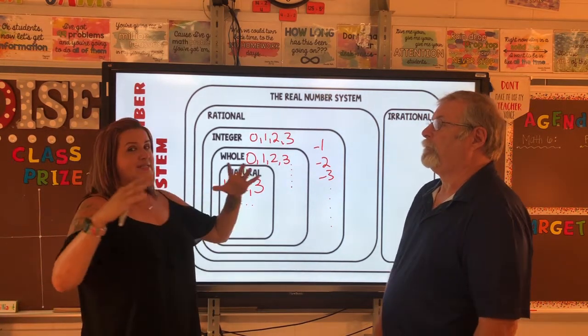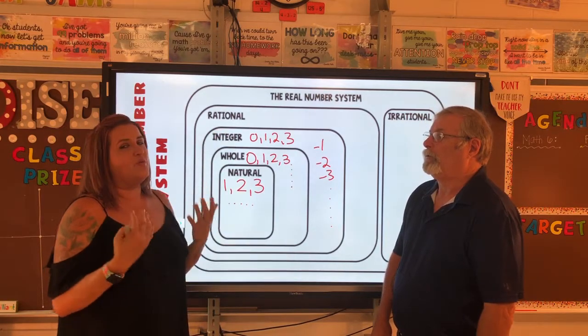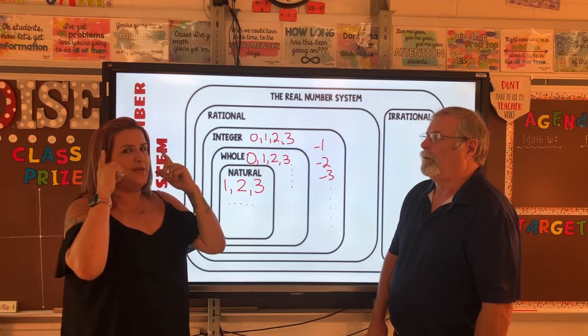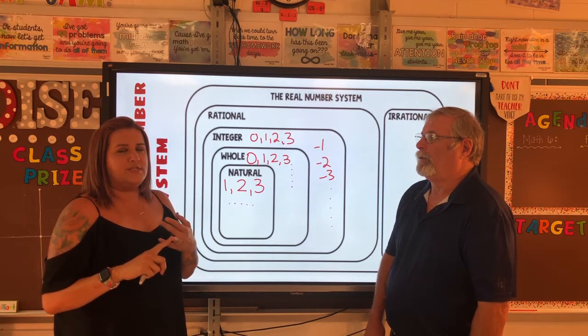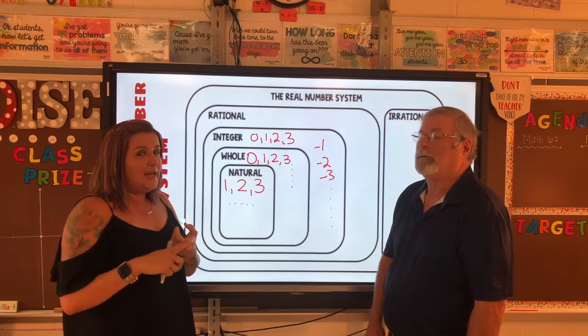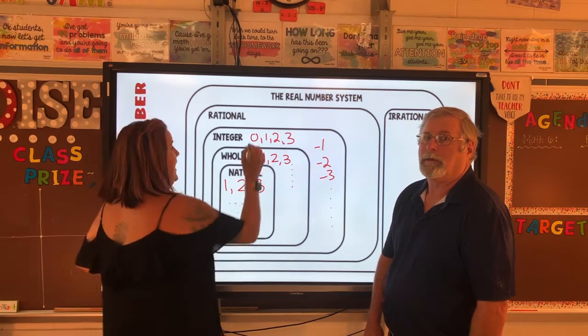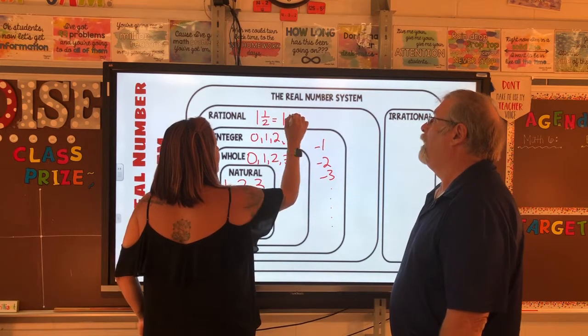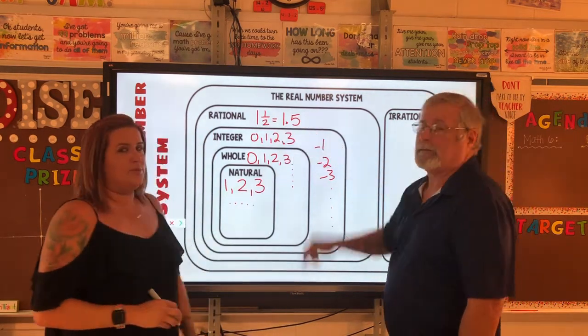When we expand even more, we now have rational numbers. Rational numbers, I like to explain as numbers that make sense. They're fractions, decimals, percents, whole numbers, integers, and natural numbers that either terminate, meaning come to an end, like 1 and 1/2, or 1.5. It comes to an end. Boom, done.